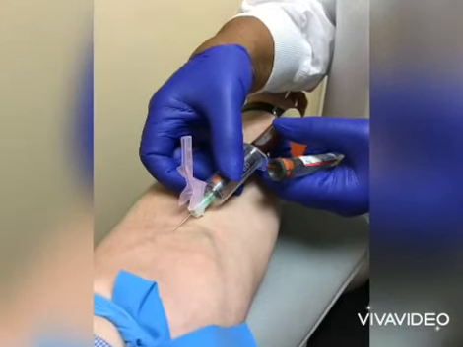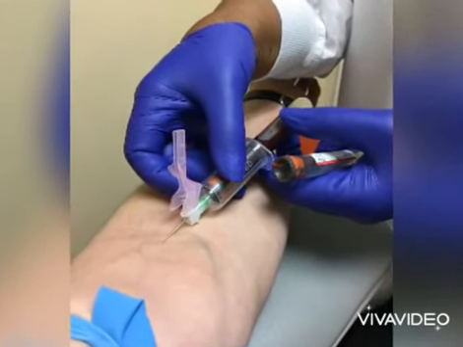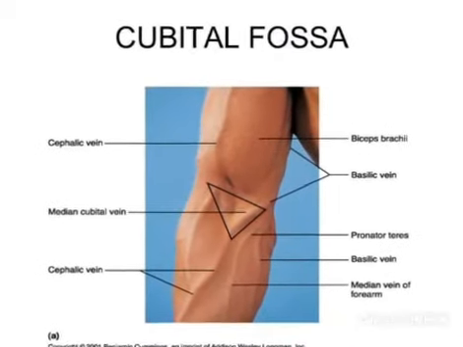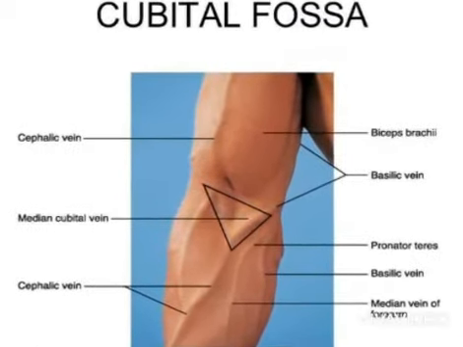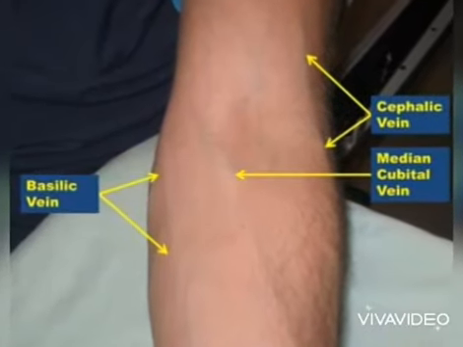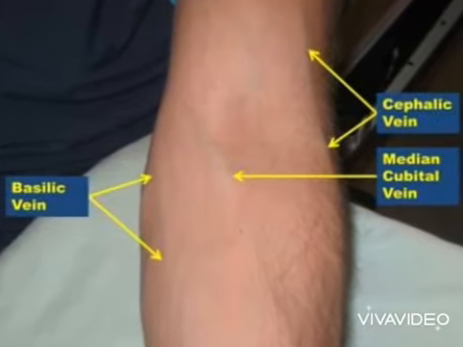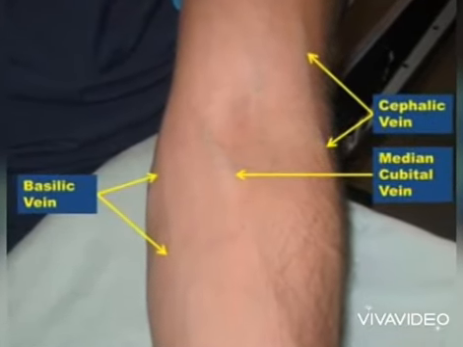The median cubital vein, most commonly used for venipuncture, lies over the cubital fossa and serves as an anastomosis, which is a connection made surgically between adjacent blood vessels, between the cephalic and basilic veins.